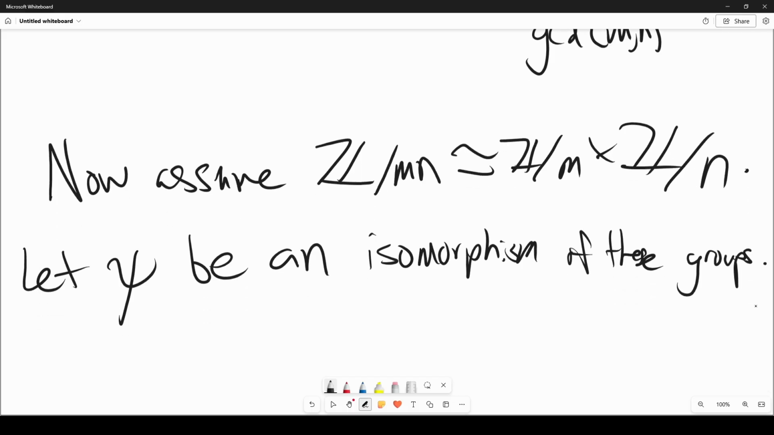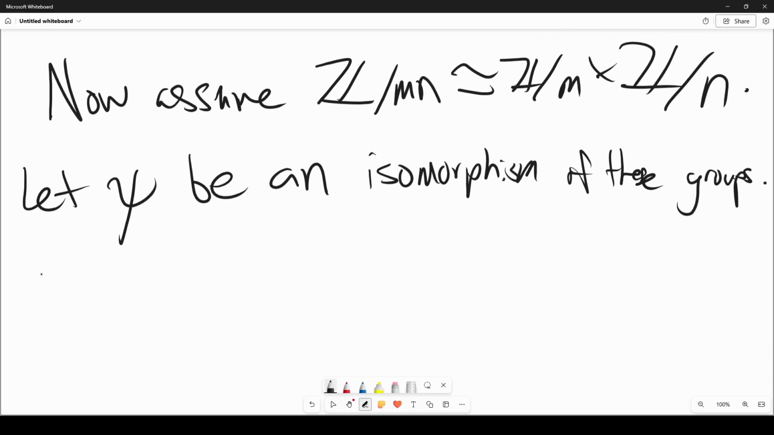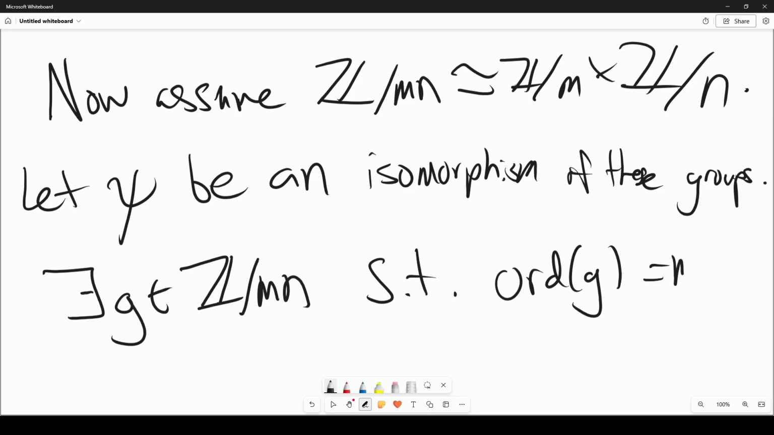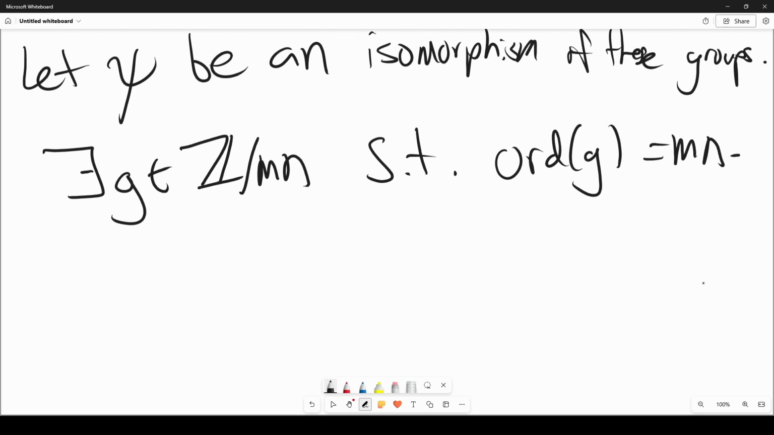Okay. So we know, just by the definition of Z mod MN, there exists some element g in Z mod MN such that the order of g is MN. There has to be some element that generates the whole group. In particular, we think of that element as 1, because if you add 1 plus 1 plus 1 all the way to MN, then you get to 0.